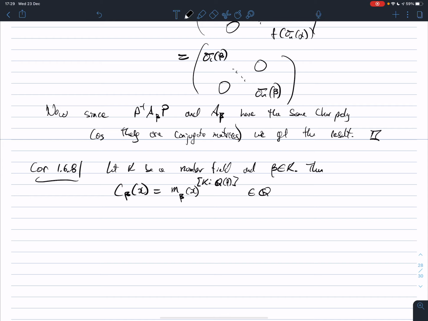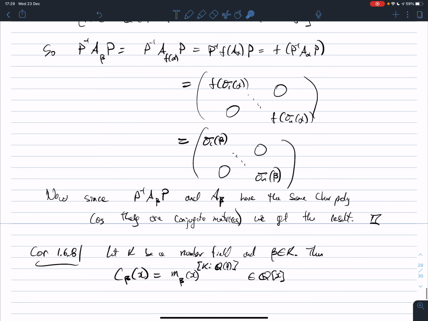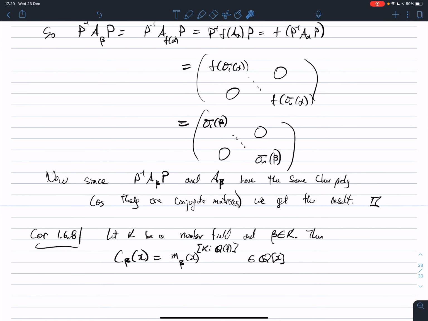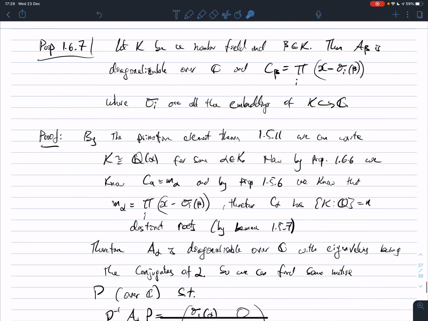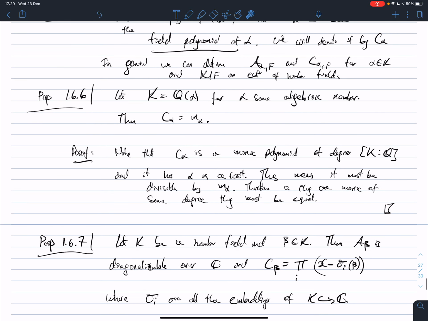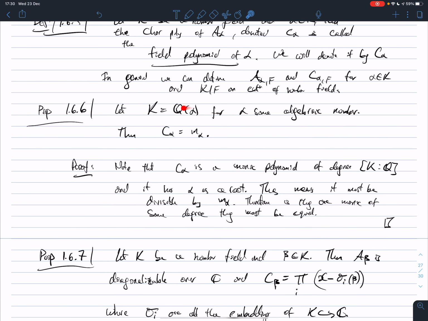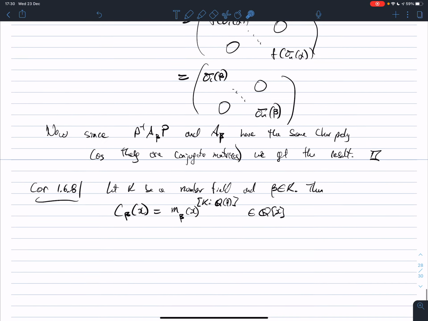Which is this again, this is some polynomial in Q of X. So what is this saying? Remember that up here we said that if I had an element alpha, if K was Q alpha, then the characteristic polynomial of alpha looked like the minimal polynomial of alpha. But now in full generality, if I just take some element of K, it doesn't have to look like Q alpha, and I try and figure out what it is. Well, this characteristic polynomial, the field polynomial, is going to be the minimal polynomial to some explicit degree.